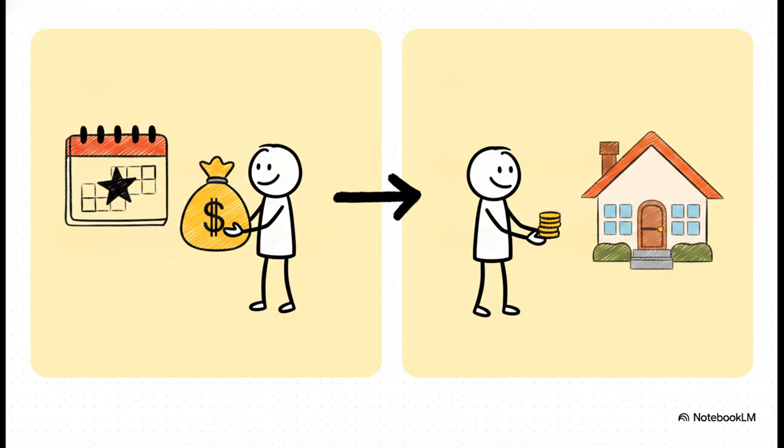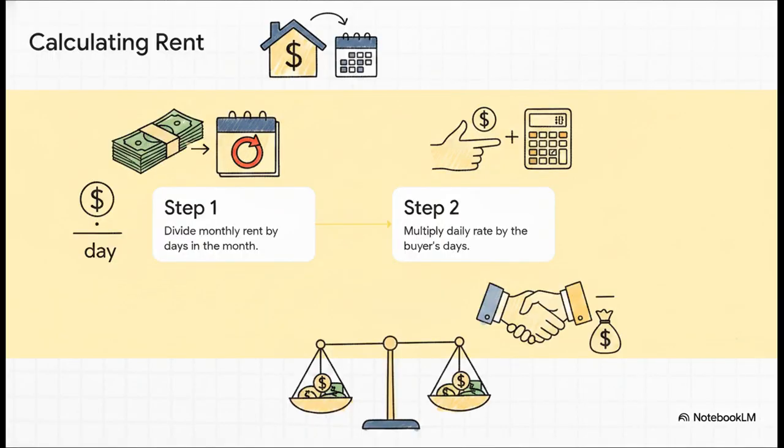Since the seller got the whole payment up front, the seller must credit the buyer for all the days after closing. The math here is honestly incredibly straightforward. Step 1, take the total monthly rent and divide it by the exact number of days in that specific month. That gives you your daily rental rate. Step 2, you just multiply that daily rate by the number of days allocated to the buyer. Boom, that gives you the exact amount the seller needs to hand over to the buyer as a credit, while the seller takes the debit. See? A perfect balancing act.